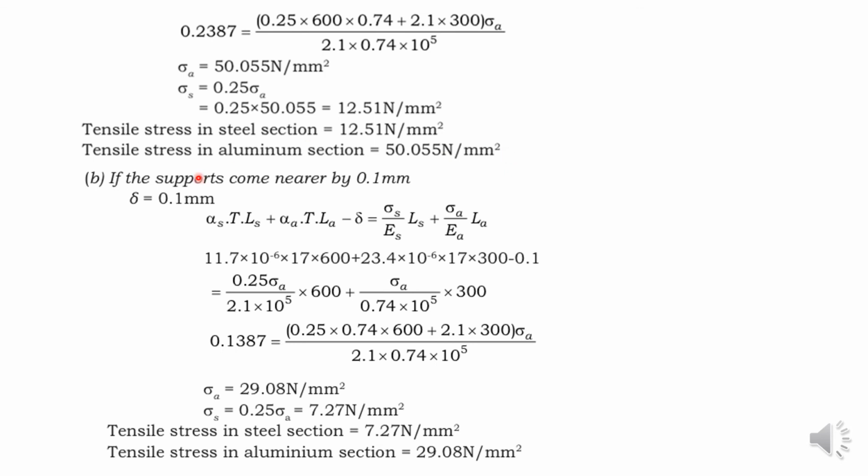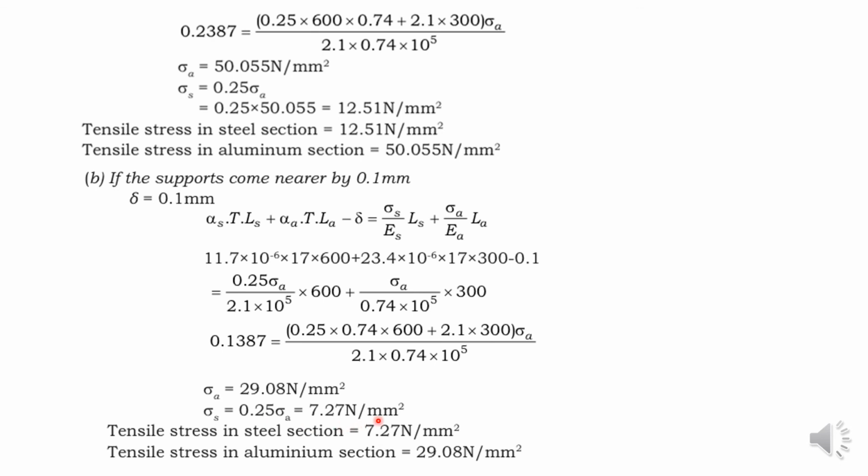Now the next case: if the supports come nearer by 0.1 mm, that means a small delta, that is, the allowable contraction is given in the question. So we have to consider this value from the total contraction value. That means find the value of total contraction, subtract this delta from that total contraction, and again equate. Then you will get the value of sigma A as 29.08 Newton per mm square, and sigma S as 0.25 sigma A, that is 7.27.